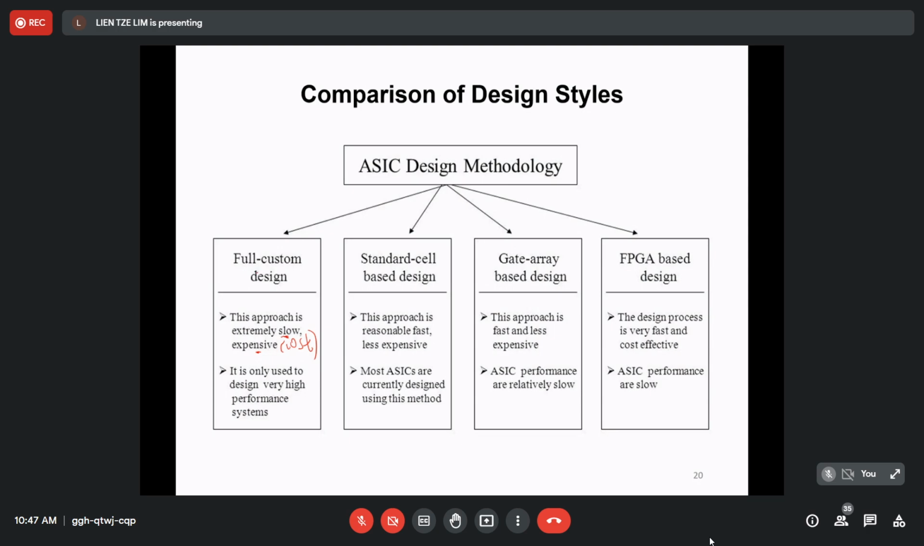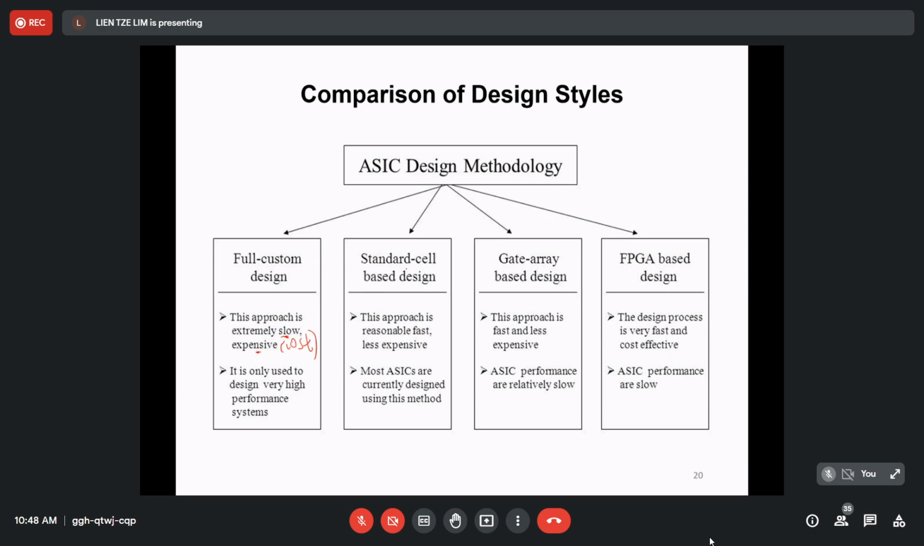Since a full custom design requires a very long design time, it is used to design an IC to perform a specific application. So it can achieve very high performance, depending on how we design it. So for full custom, this is the characteristic that you need to remember.